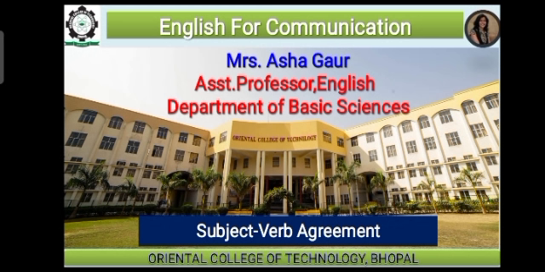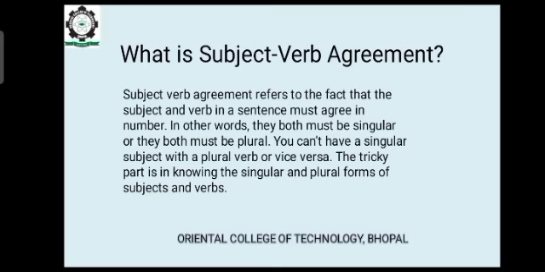The topic for today is Subject-Verb Agreement. What is Subject-Verb Agreement? Subject-Verb Agreement refers to the fact that the subject and verb in a sentence must agree in number. In other words, they must both be singular or they must both be plural. You can't have a singular subject with a plural verb or vice versa. The tricky part is in knowing the singular and plural forms of subjects and verbs.